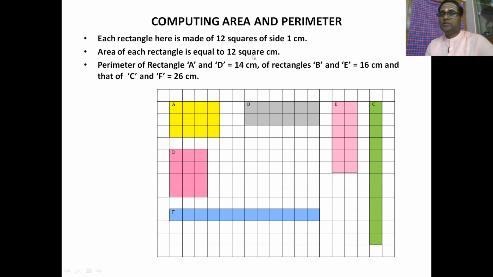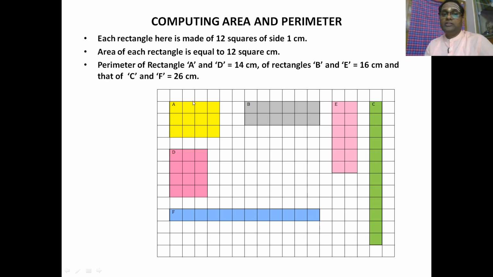So always remember children, we express the area in terms of square units. The unit can be centimeter, meter, inch or foot. Okay. Now let us know the perimeter, that is boundary. So when we find the boundary of rectangle A, we shall move along the periphery or the boundary and keep counting the side.